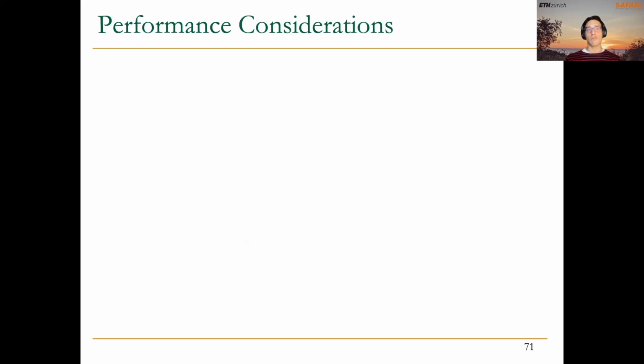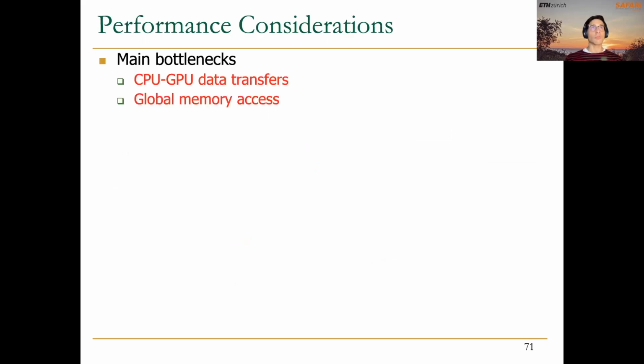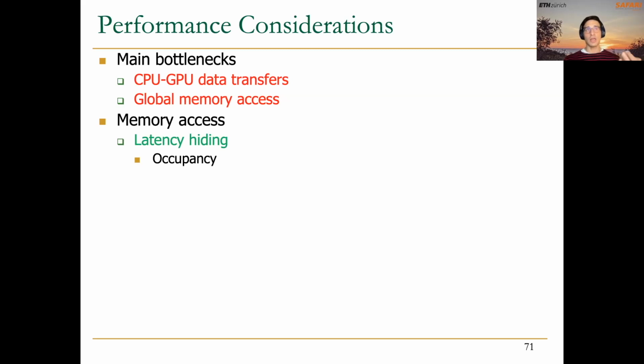So these have been our performance considerations. Remember that the main bottlenecks for GPU execution are the transfers between CPU and GPU memory, and the accesses to the global memory of the GPU, because for these memory accesses we have to try to hide the long latency. For that, we need large enough occupancy. We need to have enough active warps. We should try to have coalesced memory accesses, because this is a way of maximizing the memory bandwidth.